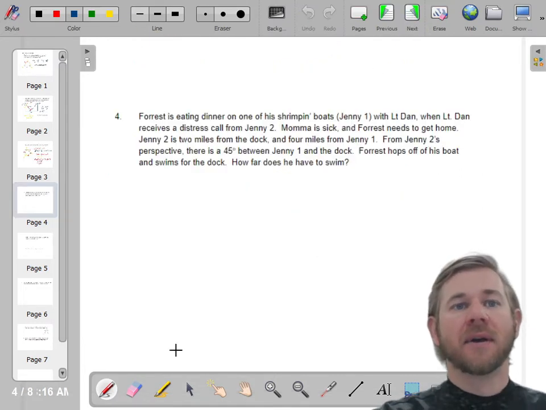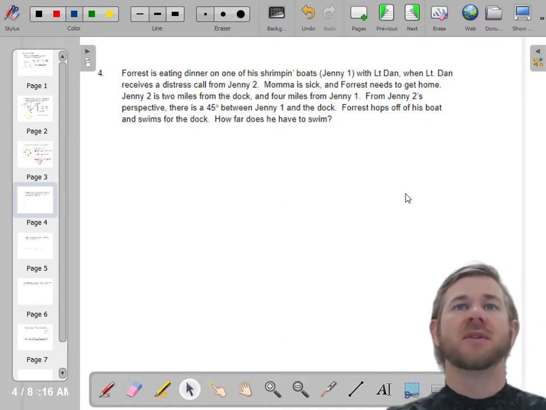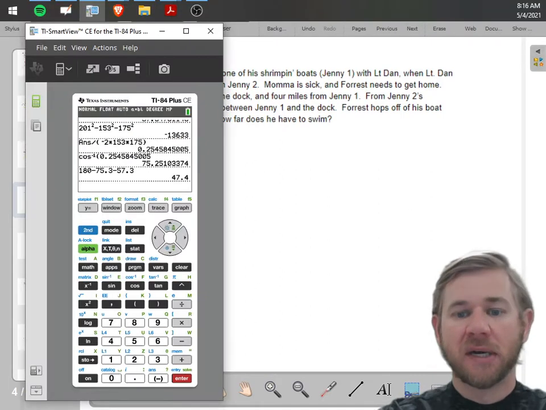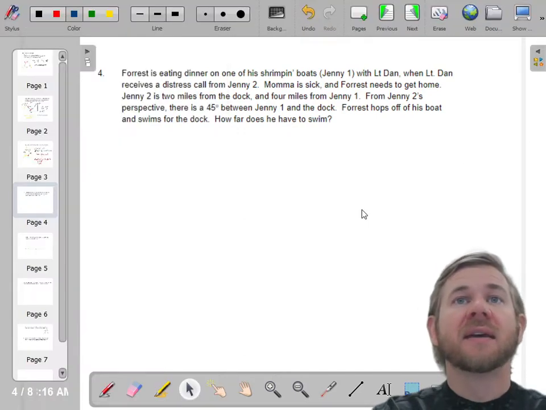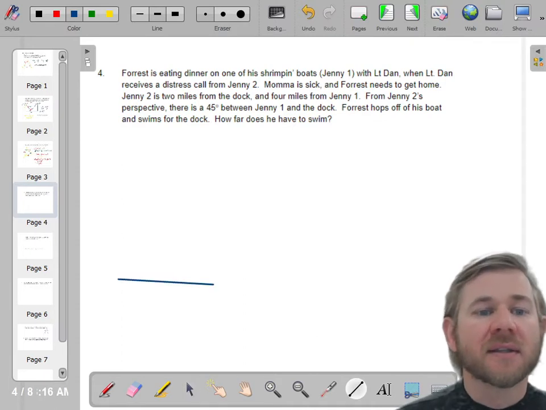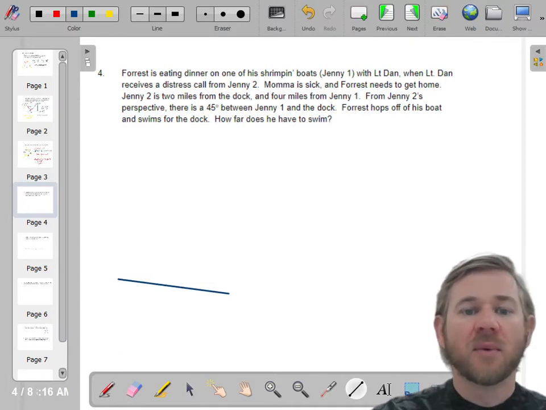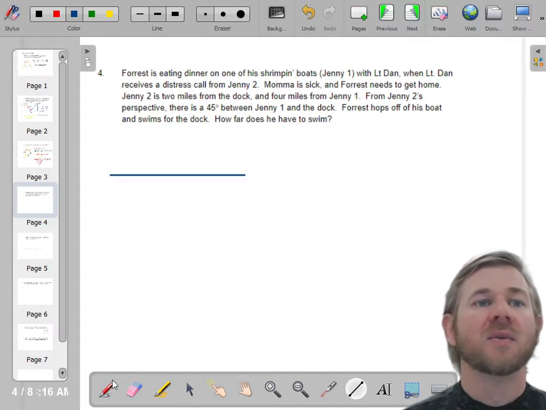All right, let's try another one. Forrest is eating dinner on one of his shrimping boats with Jenny. He's on Jenny 1, apparently. That's the name of his boat. And now, you got Lieutenant Dan on there. He's got a distress call from Jenny 2. All right, let's see. Maybe we should focus on the picture first. Let's call this guy Jenny 1. And this is Jenny 2.